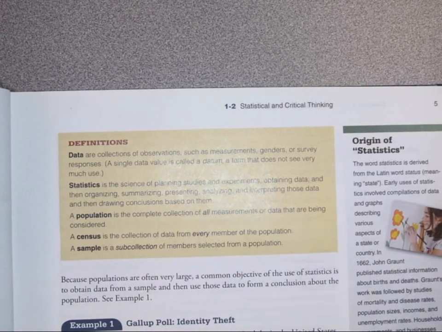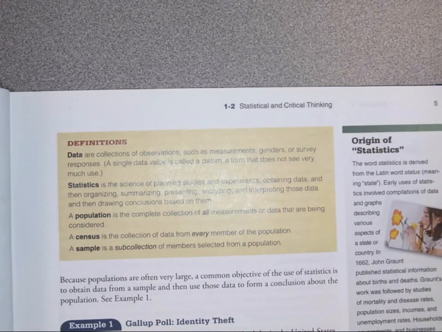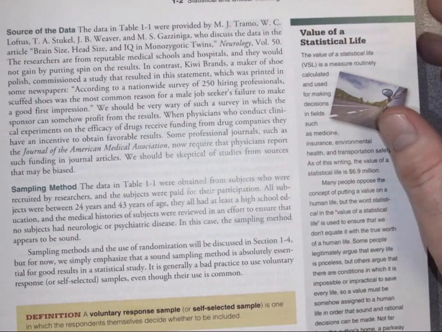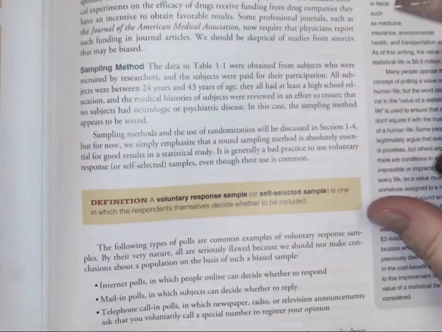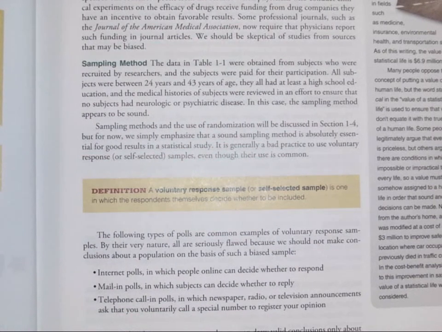Now, a census is the collection of data from every member of a population, which again is extremely complicated, extremely difficult to do. So, types of ways to get data. Now, this is one big red flag, the voluntary response sample. A voluntary response sample is one in which the respondents themselves decide whether to be included.